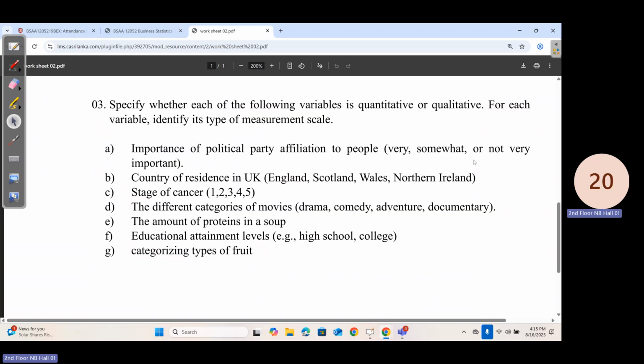It's clear? Then the different categories of movies. What is the level of measurement? Nominal. We can only label it. The amount of proteins in a soup. Ratio. Amount. Educational attainment levels. Ordinal. Categorizing types of fruit. Nominal. Type of fruit we cannot order. It can only be labeled. Okay.